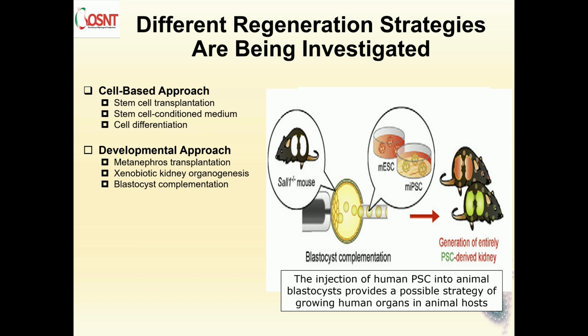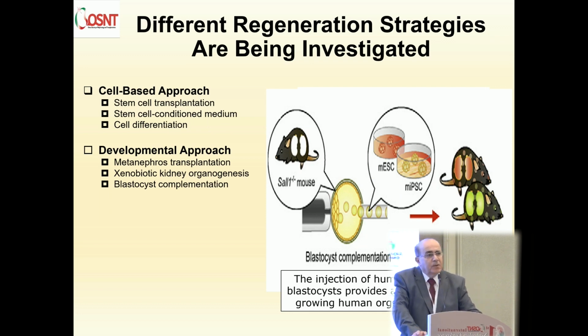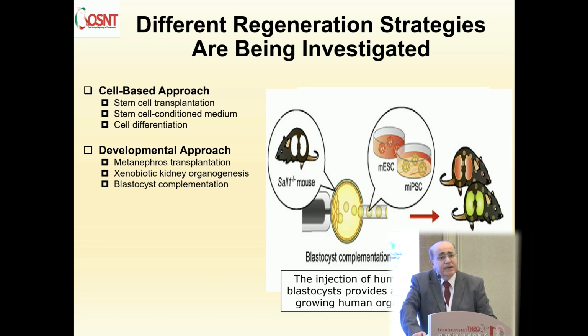Another strategy, which is development of approach, depends on metanephric transplantation, as I mentioned earlier, a xenobiotic kidney organogenesis. This is very complicated and deserves a whole session, and blastocyte complementation. I would like here to mention this strategy, which is blastocyte complementation, because it is really very interesting. The injection of a human pluripotent stem cell into animal blastocyte provides a possible strategy of growing a human organ in animal host. Can you imagine? We can grow a human organ into animal host.